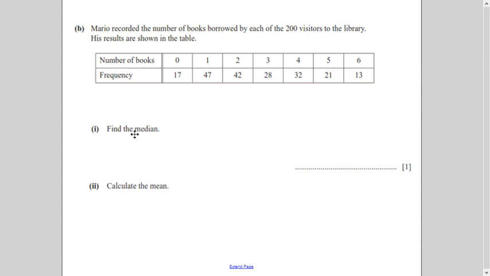Now, how do you calculate the median? Do you remember anything? It's 50%. So it means if you write all this in ascending order, what number of books will come at the 100 place or 101 place? What is the center of 200? Because it is an even number, there are two centers. Let's see the solution.